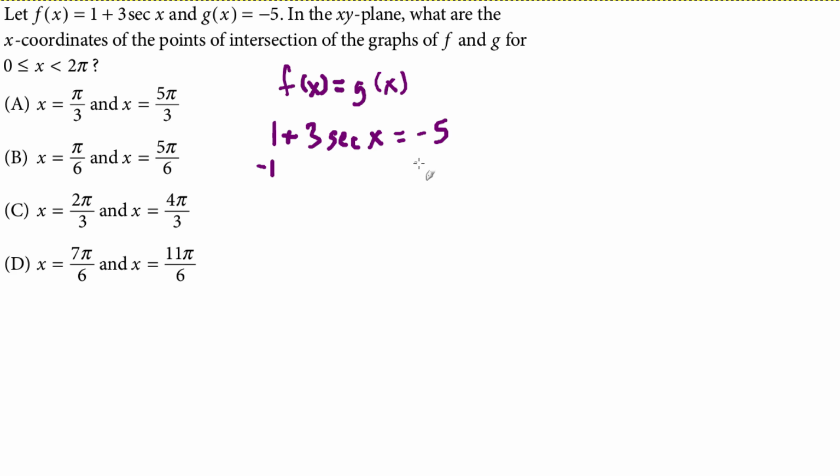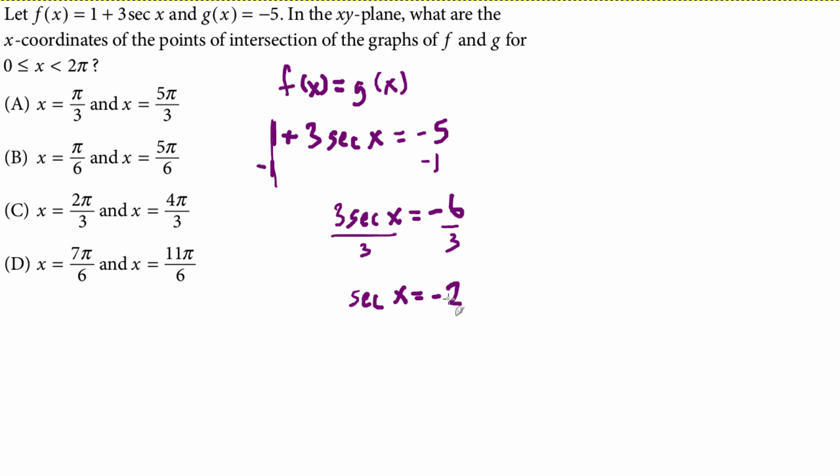Subtract 1 from both sides. 3 secant x equals -6. Divide both sides by 3. Secant x equals -2. And you may have memorized the values of secant. Usually we just memorize sine and cosine and construct the rest from there. So let's change this into sines and cosines, or cosines in this case.